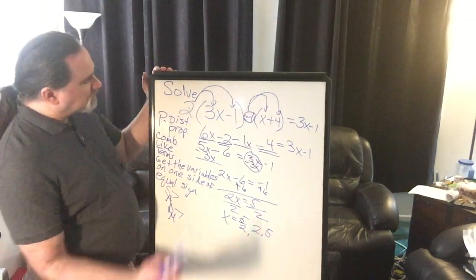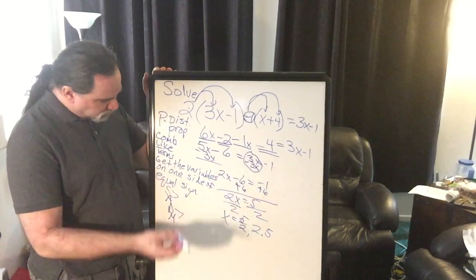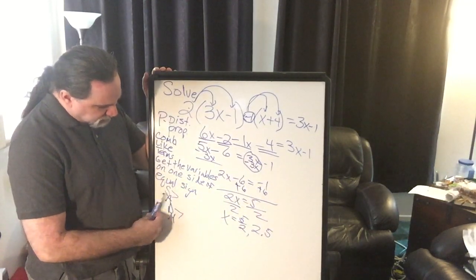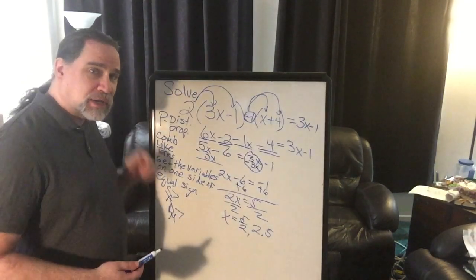But you can see we did distributive property. We combined like terms. We got the variable on one side. We added or subtracted something. We divided or multiplied by something. 5 steps. There's no shortcut through this.